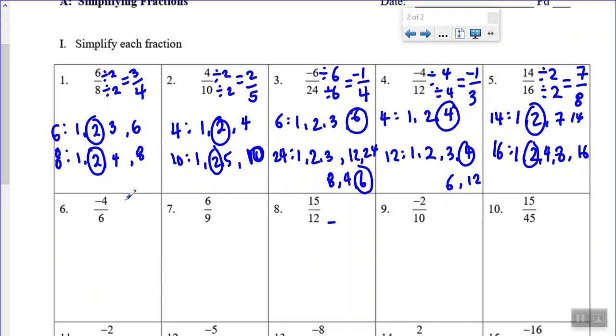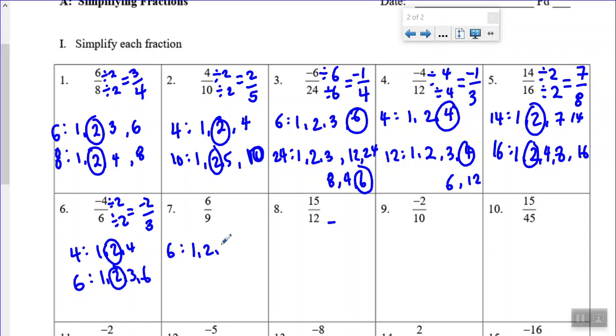More examples. For 4, we already know 1, 2, 4 are the factors. 6 is 1, 2, 3, 6. The GCF is 2. Divide by 2. Negative 2 over 3. Next, 6 and 9. For 6, 1, 2, 3, 6. For 9, 1, 3, 9. The GCF is 3. Divided by 3, divided by 3. 6 divided by 3 is 2. 9 divided by 3 is 3. No negatives.